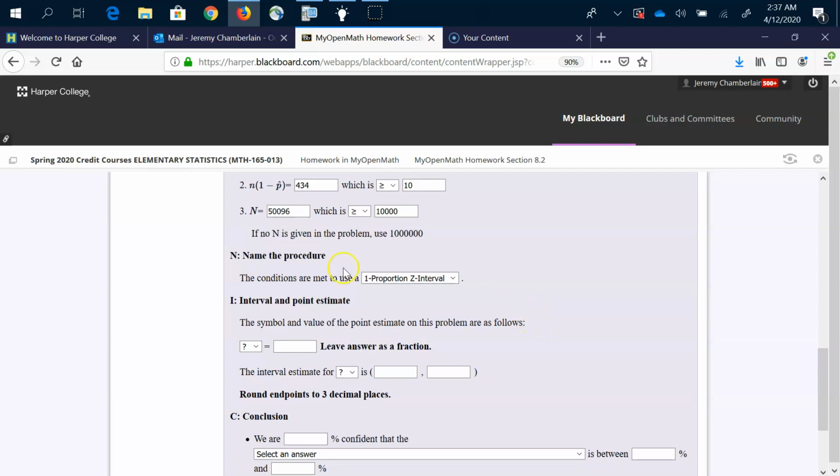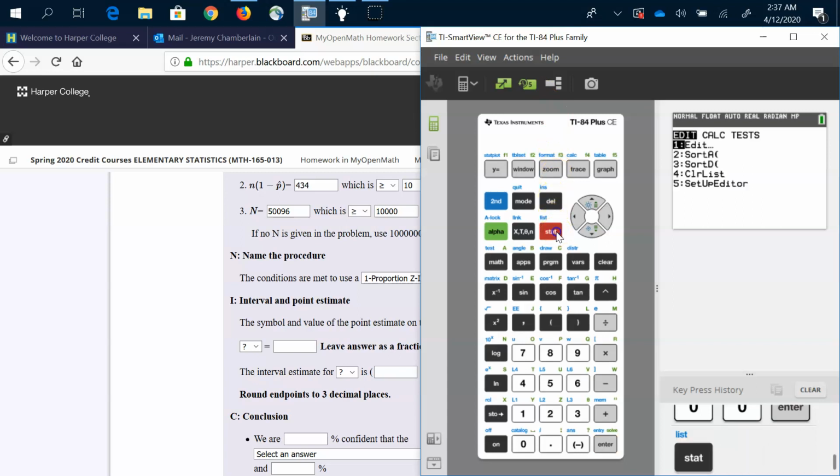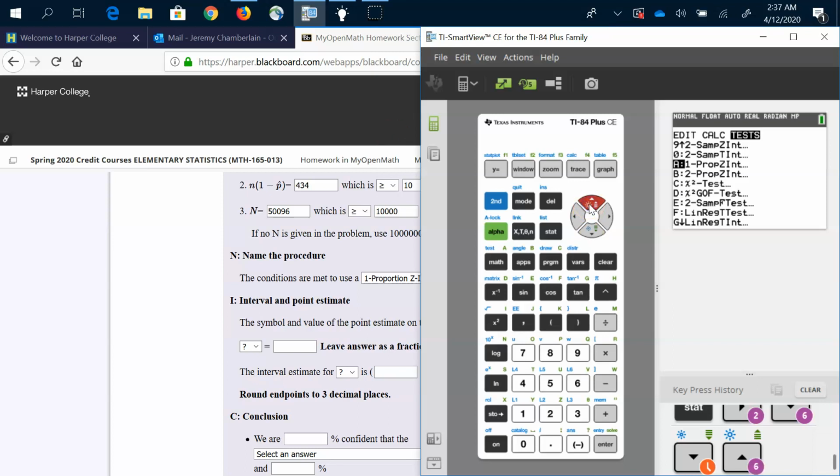Okay, so that's the name of the procedure, the interval and the point estimate. Now that's where I'm going to actually go to my calculator. It's stat, calc, go to tests, and then 1 proportion z interval. I'll scroll. Oh, I just passed it. There we go. Select that.